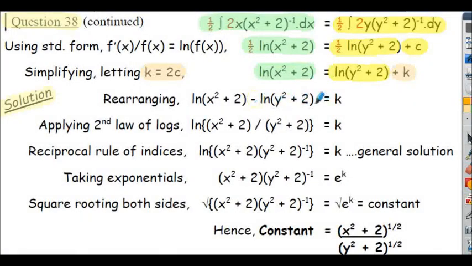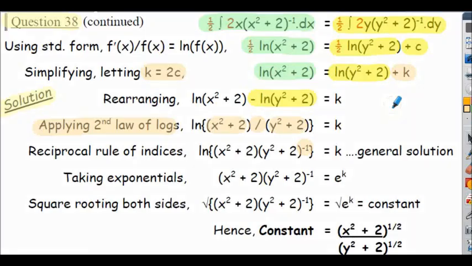On the next line, we simply rearrange for k. I'm subtracting the ln of y squared plus 2 from both sides of the equation. Next line, we apply the second law of logarithms to the left-hand side. So we're subtracting the log terms. So that's the same as log of the x squared plus 2 now divided by the y squared plus 2 term in brackets. Next, I've just applied the reciprocal rule of indices. Not really required here to do that, but that's what I've done here.